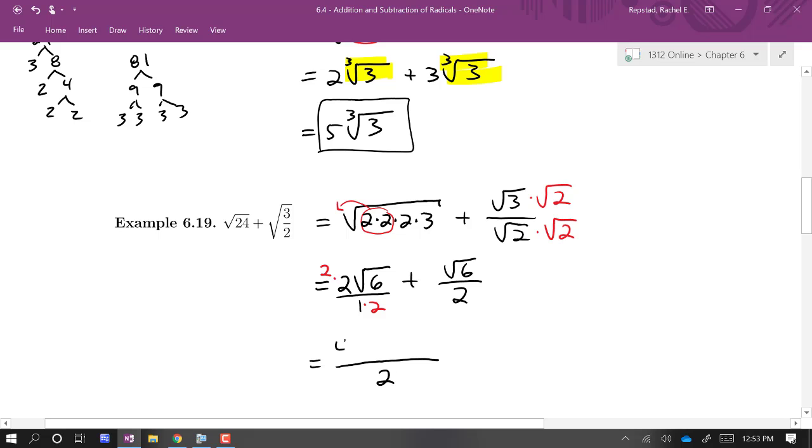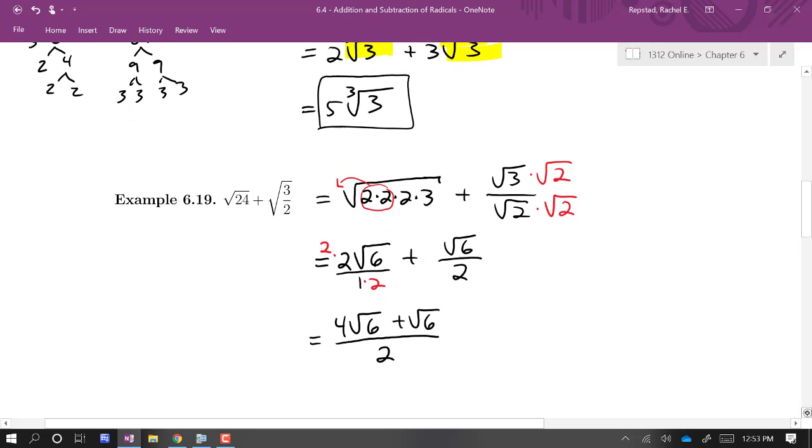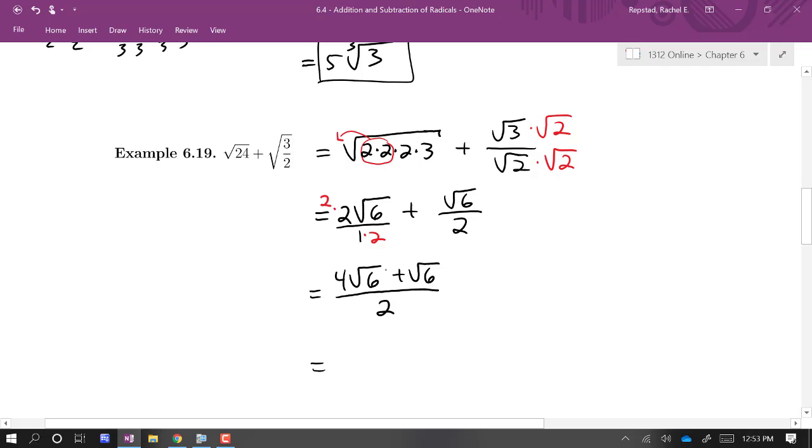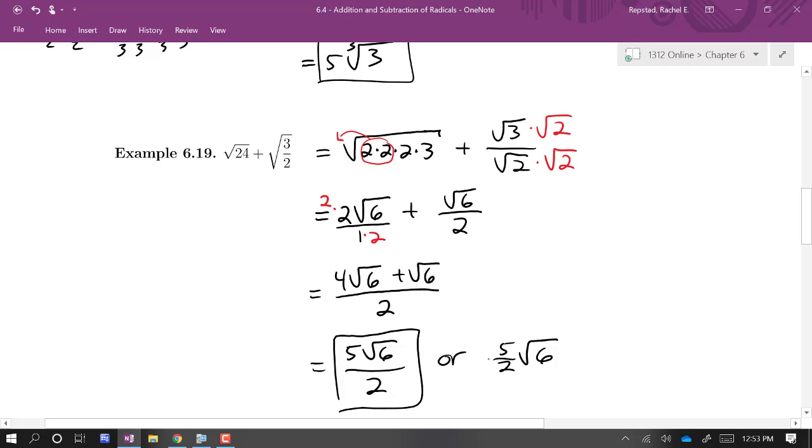Up top we have 4 root 6 plus root 6. And overall we have on top 5 root 6 over 2. You can leave it that way, or you could write it as 5 halves root 6, if you want to think of it as just a single multiple of root 6. Either of those would be fine.